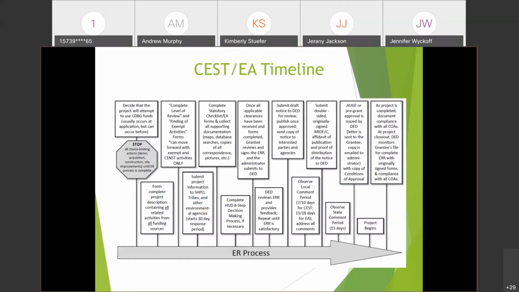Okay, we're going to talk about the ER process. This is a timeline that I will walk through and talk about each of these steps. So the first step is where you decide that you will attempt to apply for CDBG funds. And when this occurs, at application, you must stop all choice limiting actions until the ER is complete.